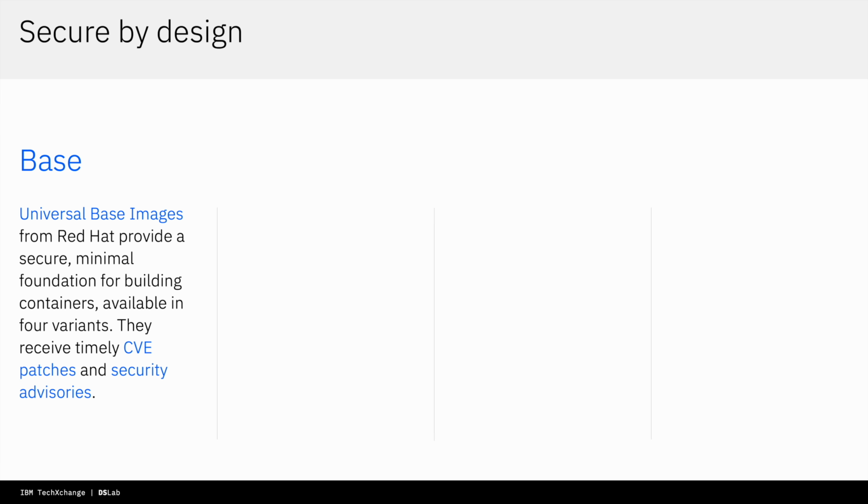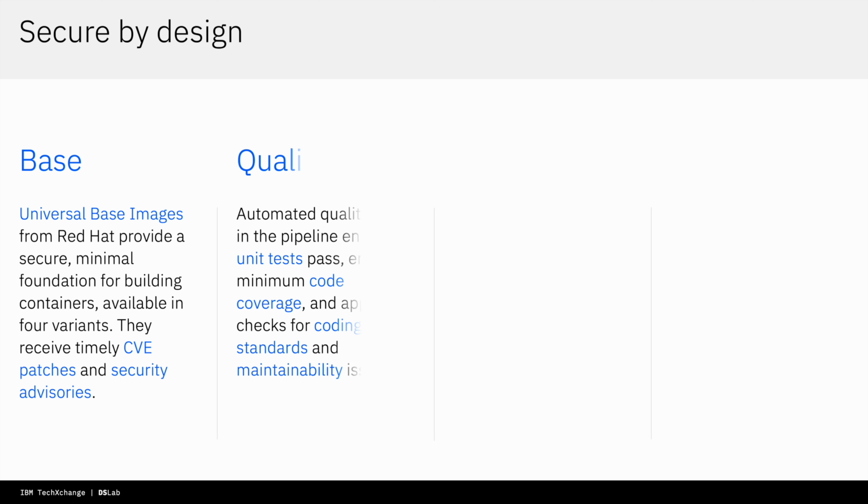The platform is secure by design. Starting with the foundation, all our custom container workloads are built on universal base images. These images are hardened by Red Hat and benefit from regular vulnerability patches and security advisories. Next is quality. Our pipelines are more than just automation. They enforce unit tests, code coverage, and coding standards, ensuring every commit meets a baseline of reliability and maintainability.